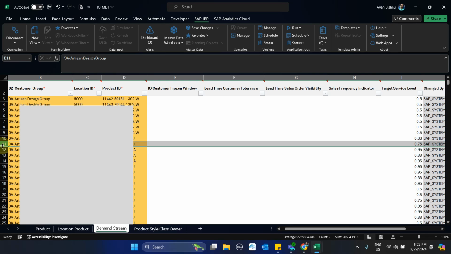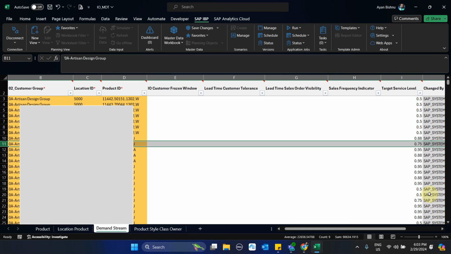A TSL of 0.5 means IO is not going to propose any safety stock recommendation. So the objective is that I am maintaining safety stock for my ABC category segmentation of products. For all other products, I am maintaining 0.5 so that I don't want the system to generate safety stock. So that's the main purpose of this demand stream.